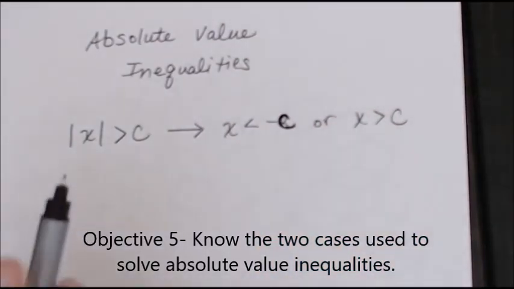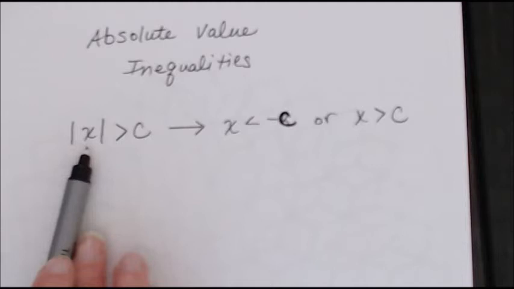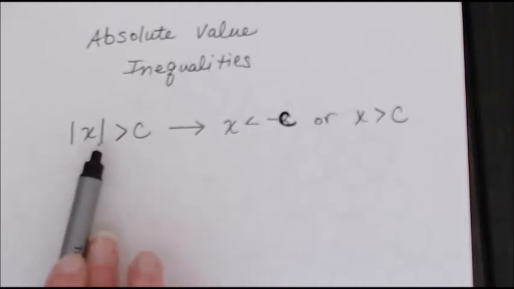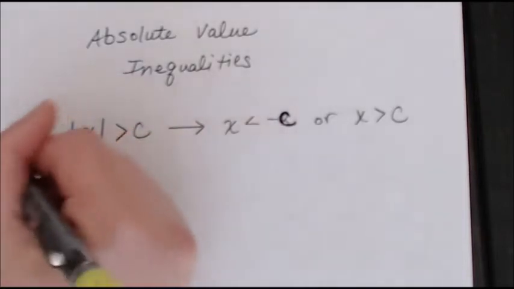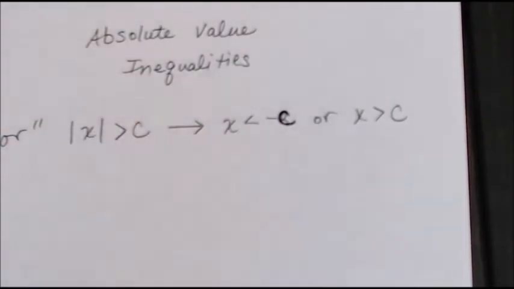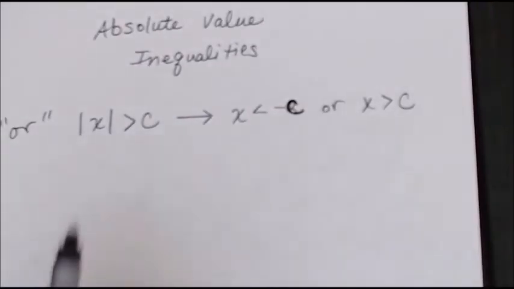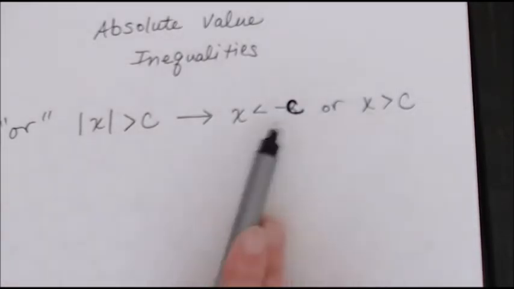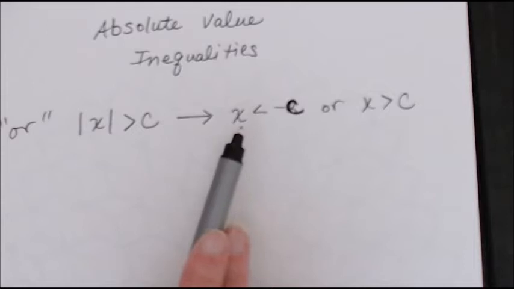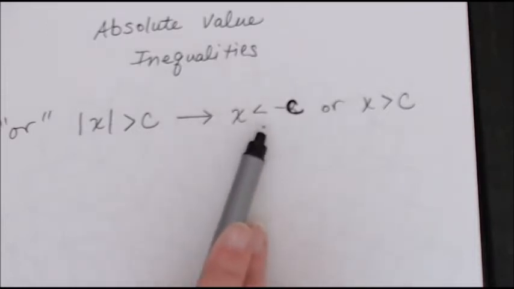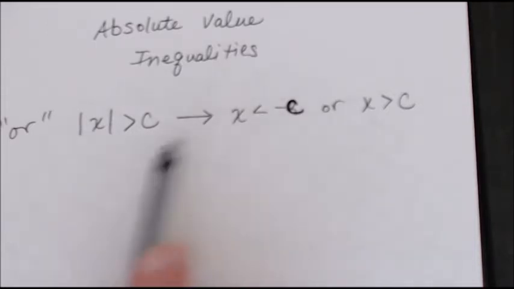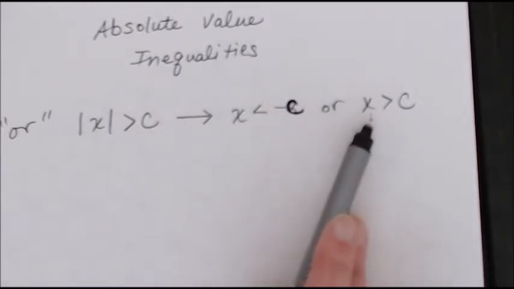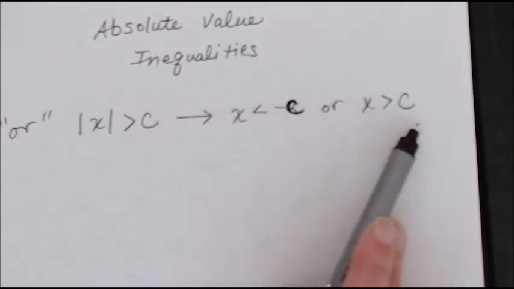Let me go through this again. So if we have the absolute value of some expression is greater than a number, c is a number, okay? Greater than c. This is called the or case, if you want to think of it that way, okay? If that happens, we're going to take what's in the absolute value, we're going to drop the absolute value, and we're going to make two separate inequalities. We're going to say whatever's in the absolute value is less than the negative c, the negative of whatever that constant is, or whatever's in that absolute value is greater than the positive c.